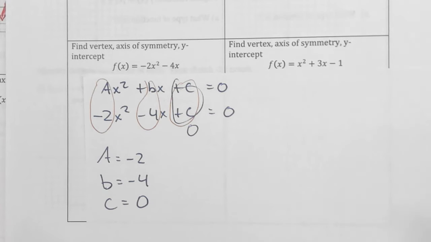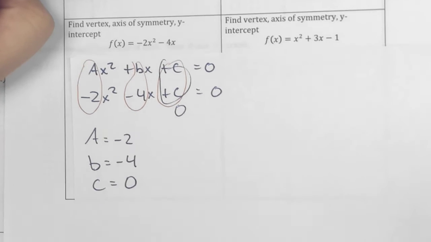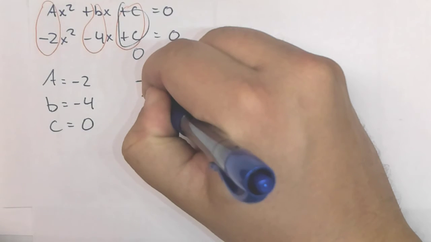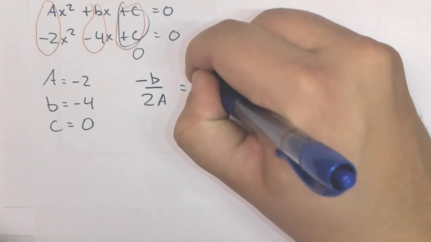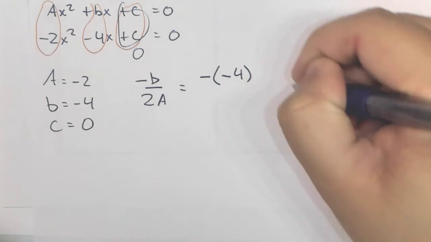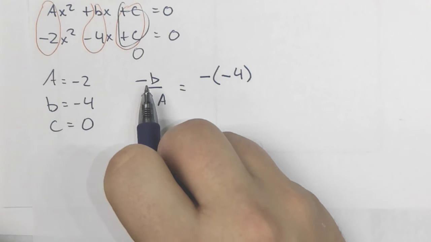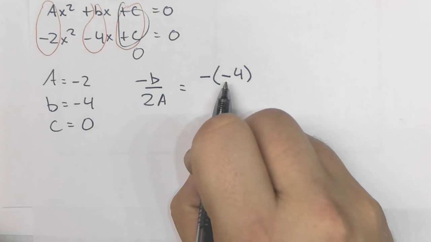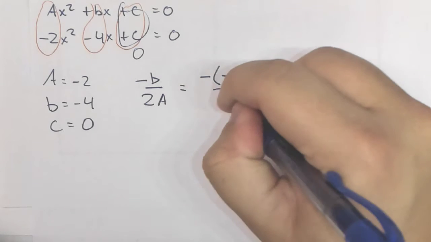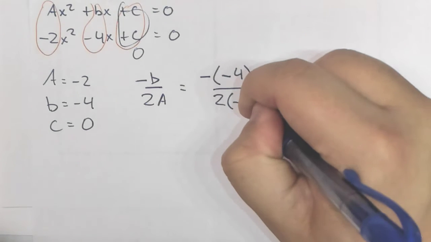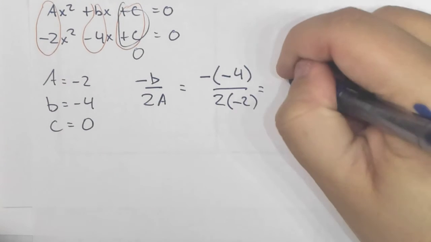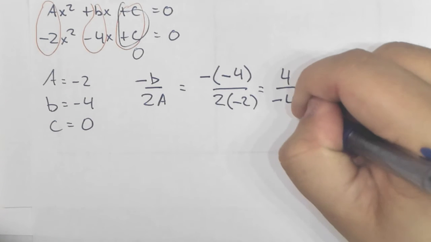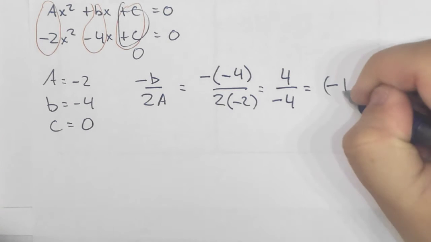The next step is to go into our vertex formula, which is negative b over 2a. In this case, we have negative 4. Be very careful because there's a negative in the formula, and our b here is negative, so it has to be negative of negative 4, over 2a, where a is negative 2. This becomes a positive 4 over 2 times negative 2, which is a negative 4. This whole thing is equivalent to negative 1.